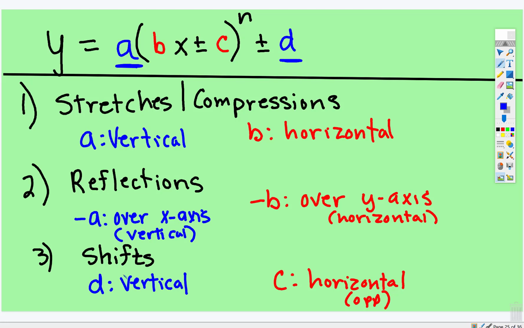And finally, the shifts. This is movement up and down or left and right. D, the blue, is you go up or down. The C, you go left or right, but whatever the opposite of this is. So let's say this would have been -5. The opposite of -5 is +5. So you'd move to the right 5. All right.